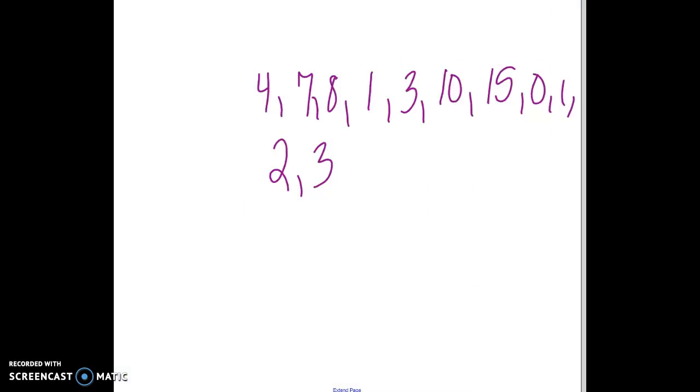All right, this is on your paper, so let's talk about how you would make a box plot. First thing you need to come up with is your 5 number summary.